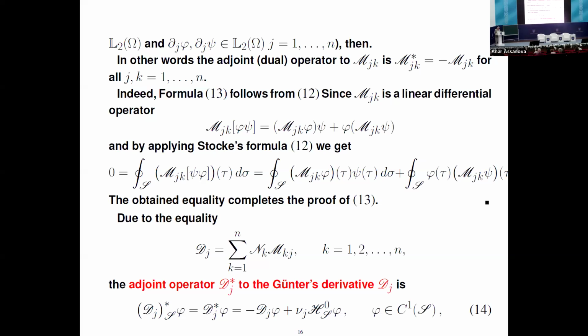Well, but this is just the consequence of the formula that the dual to our Günther's derivative is minus Günther's derivative plus nu g mean curvature. It follows from it. So now we know how to take conjugate or dual differential operators.